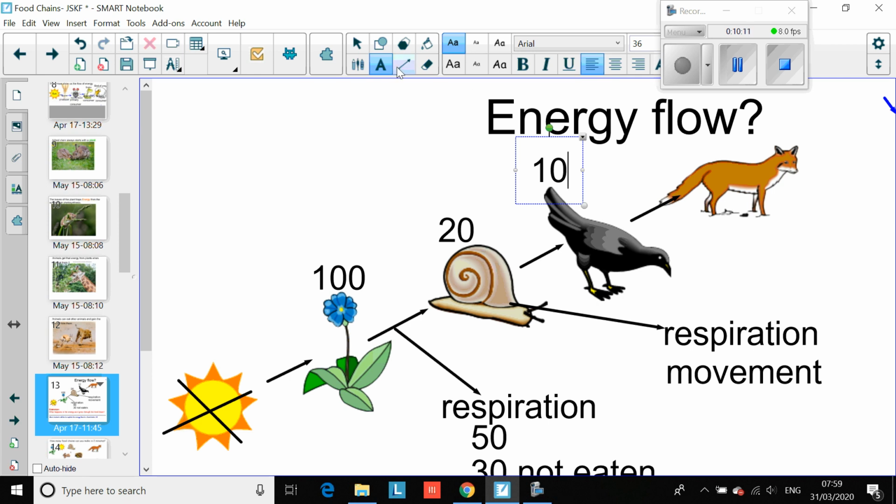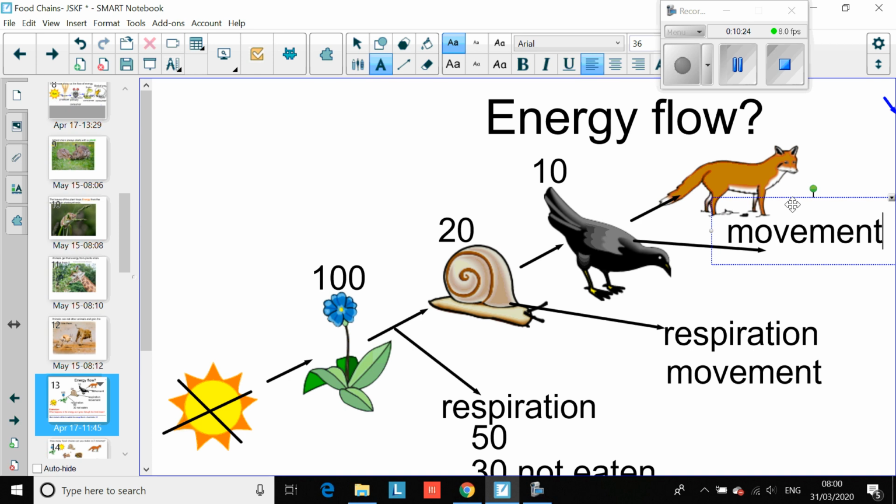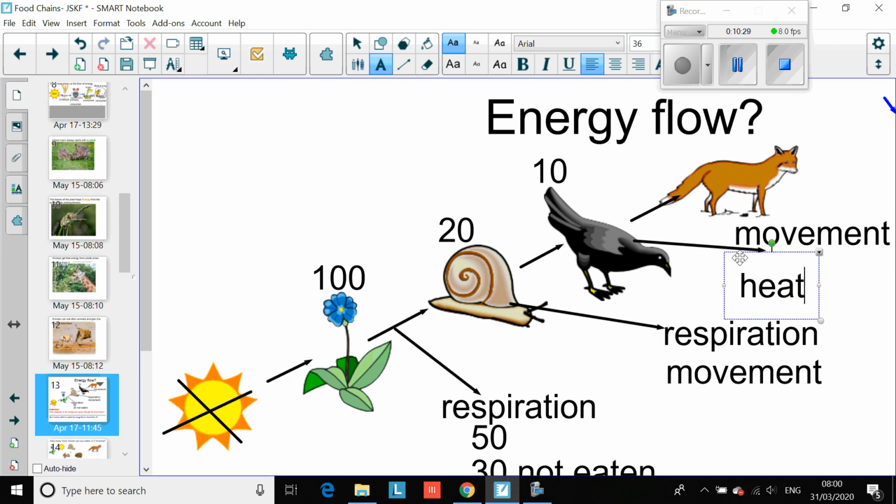Okay, now the crow, well, they're quite energetic. Okay, so they do a lot of movement. Right, so crows do a lot of movement because they fly about a lot, and they're warm-blooded, so they're going to give off a lot of energy as heat. And then by the time the crow finally gets caught by the fox, maybe it was pecking around on the ground and the fox took the opportunity, the fox could eat that and maybe get some energy from it, but it might only get as little as 2 joules.